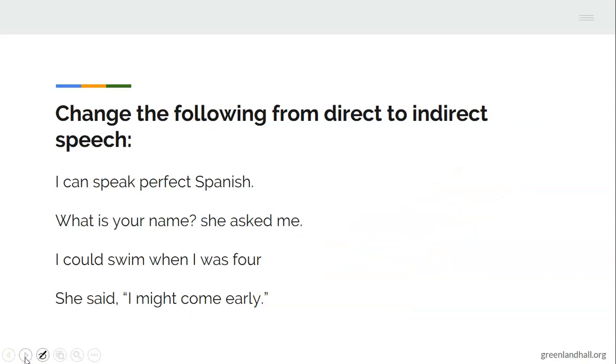You're going to do these interesting drills, after which you're going to explore. I told you this platform is so interesting that we'll have a lot of fun while we are learning. I want you to change the following from direct to indirect speech. For example, we have: I can speak perfect Spanish. Now, you have to change it.